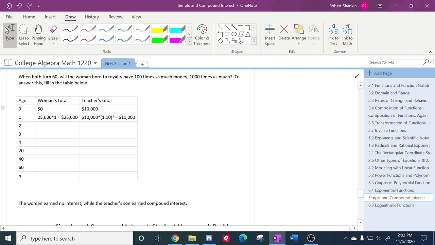So the woman's total. At age 0, it was $0. On her first birthday, she got $25,000. So you fill in what she got on her second birthday, third birthday, fourth birthday, then jump to 20, 40, 60. Everybody do this first column for the woman's total. I'll give a little bit of time for that.